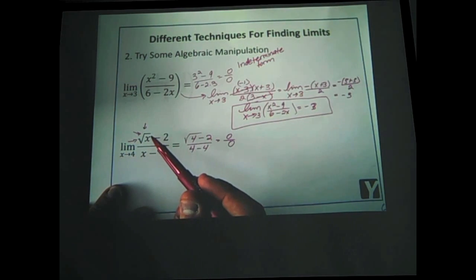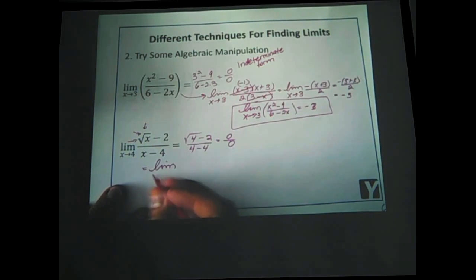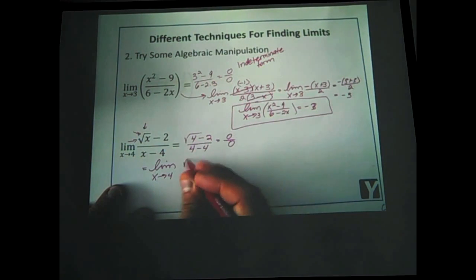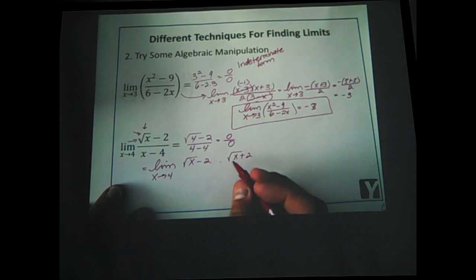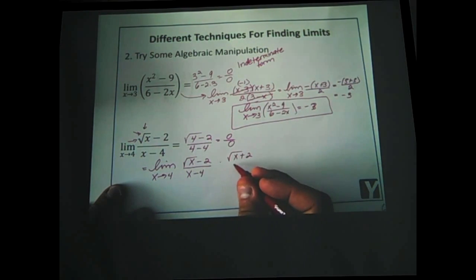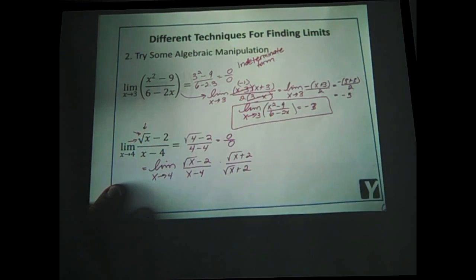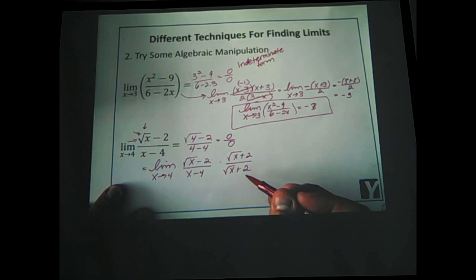And what we're going to do is multiply by the conjugate of the square root of x minus 2. The conjugate of the square root of x minus 2 is the square root of x plus 2. To form the conjugate, you simply change the sign in the middle. If it was negative before, now it becomes positive. But I need to be careful. We're multiplying this fraction by the conjugate, so we're going to really multiply the numerator by the square root of x plus 2 and the denominator by the square root of x plus 2.